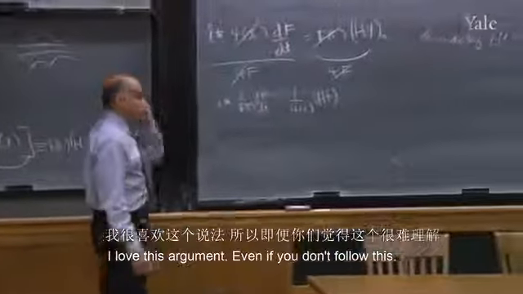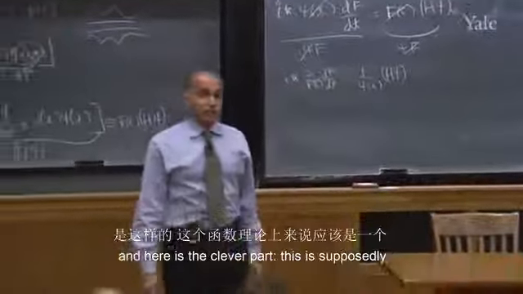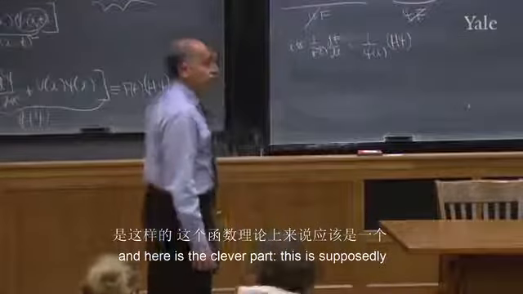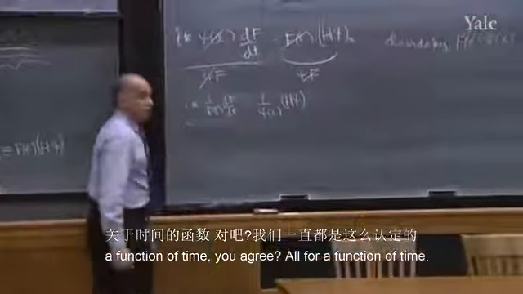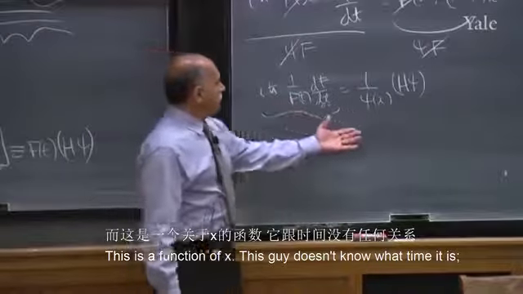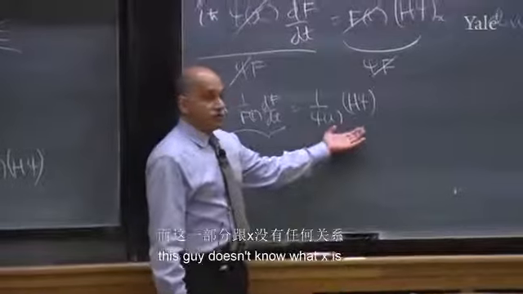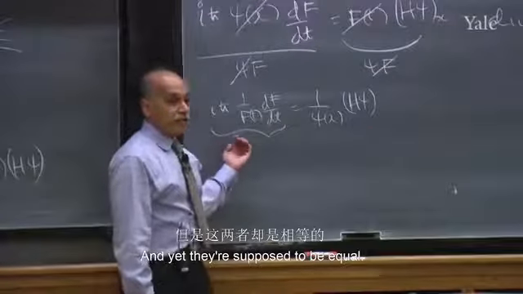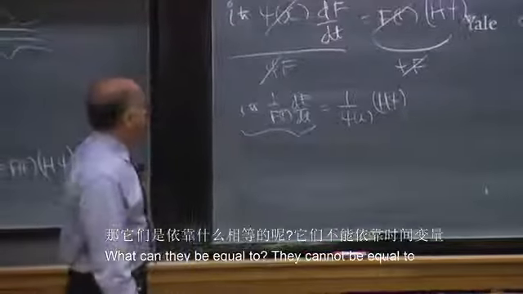Now you have to ask yourself the following. I love this argument. Okay? Even if you don't follow this, I'm just going to get it off my chest. It is so clever. And here is the clever part. This is supposedly a function of time. You agree? All full of function of time. This is a function of x. This guy doesn't know what time it is. This guy doesn't know what x is. And yet they're supposed to be equal. What can they be equal to?